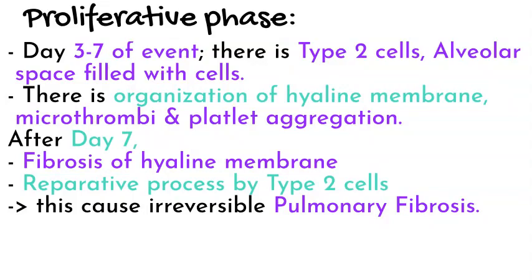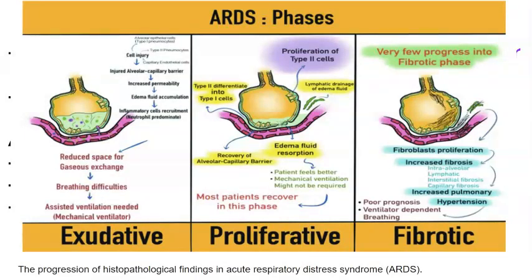This figure illustrates the ARDS phases. For the exudative phase, after the cell injury, there's an injured alveolar capillary barrier, increased permeability, edema fluid accumulation, inflammation cells recruitment, whereby the neutrophil will predominate. There is a reduced space for gaseous exchange, breathing difficulties, and assisted ventilation is needed via mechanical ventilator.